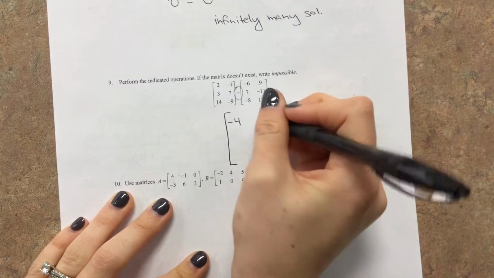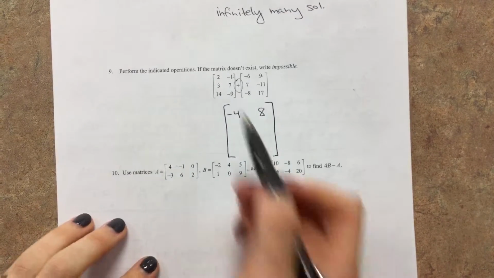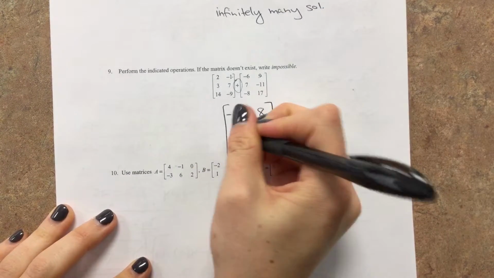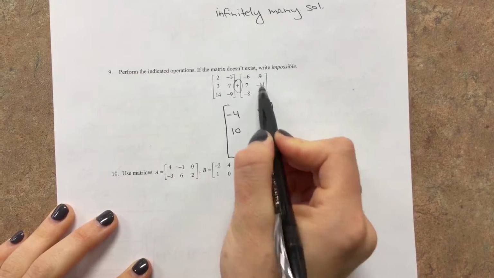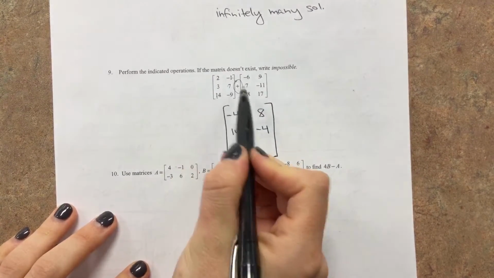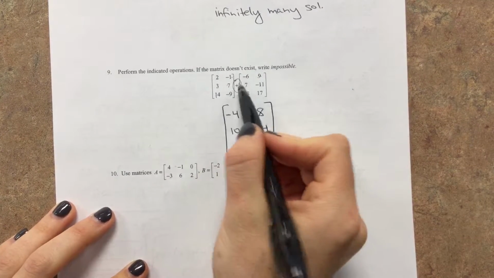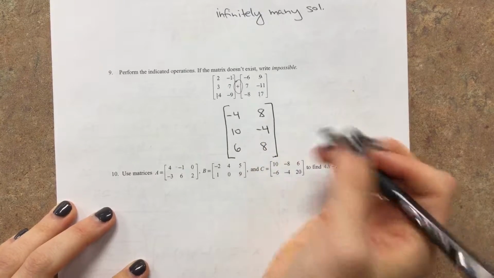-1 plus 9 is 8. And then do the same thing in the next 2 rows. 3 plus 7 is 10. 7 plus -11 is -4. 14 plus -8 is 6. And -9 plus 17 is 8.